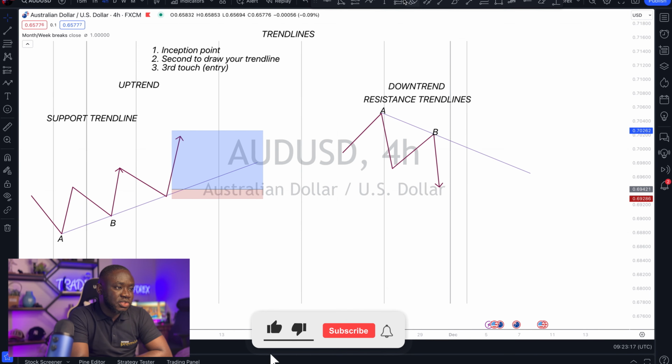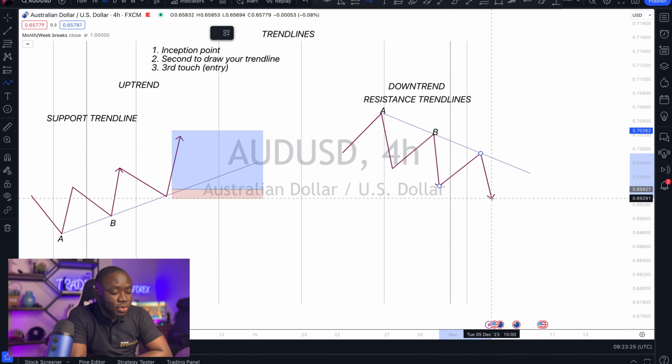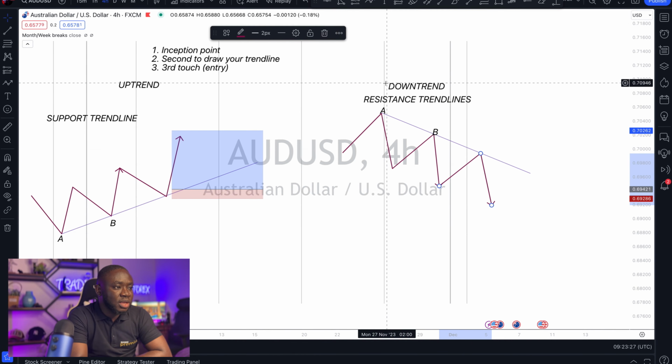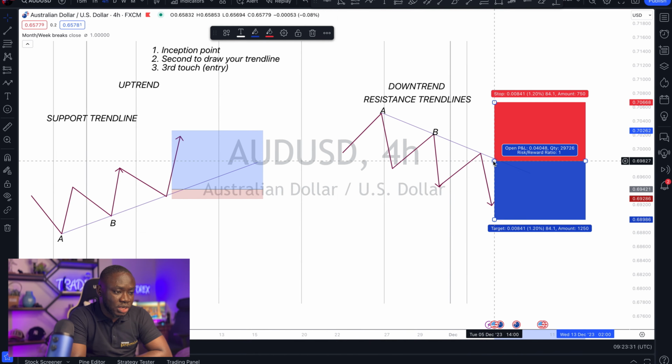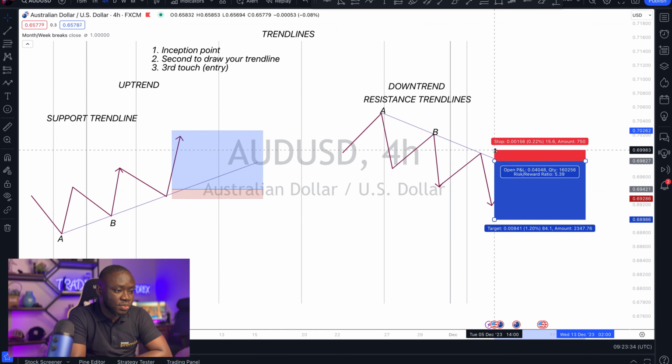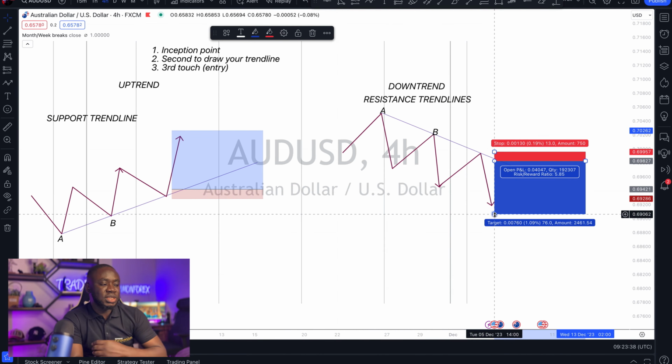And for the resistance trend line, same concept. You wait for a third touch. When the market hits it for the third touch and you see significant bearish presence and then your confirmation, it means that you have your sell here with your stop loss. You need to have a confirmation for it first. With your stop loss right on top of the range, it's just like how you trade your support and your resistance.